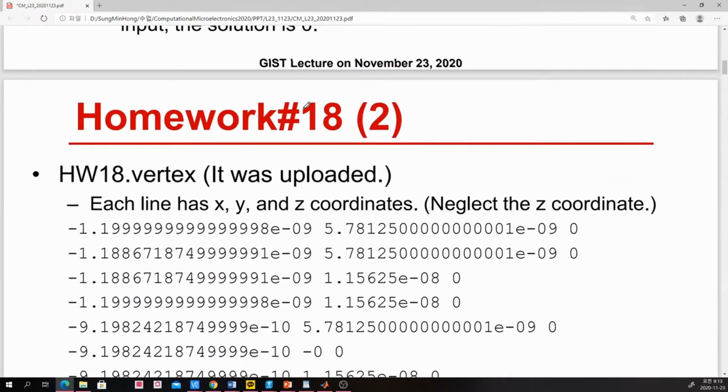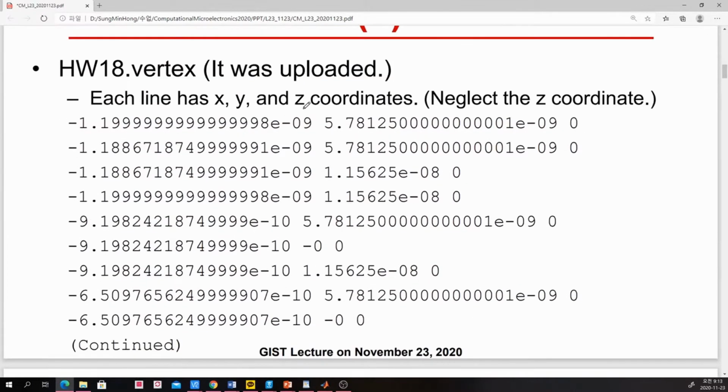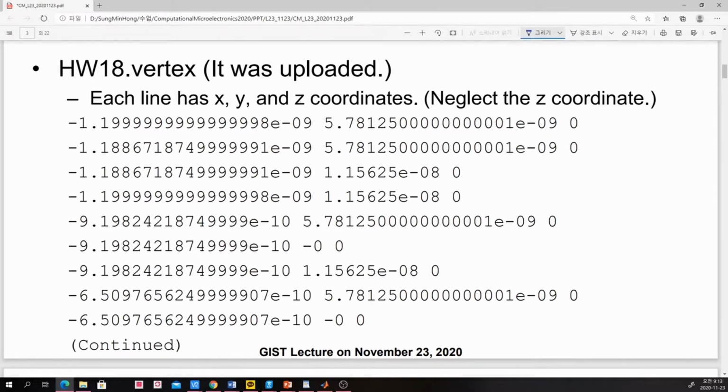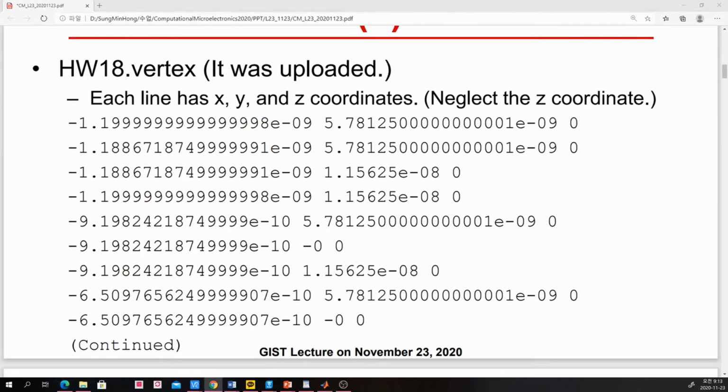Okay, now you have 2 files. The first one is a vertex file, and the second one is the element file. This slide was already uploaded to our GitHub repository, so let me just give you the information.